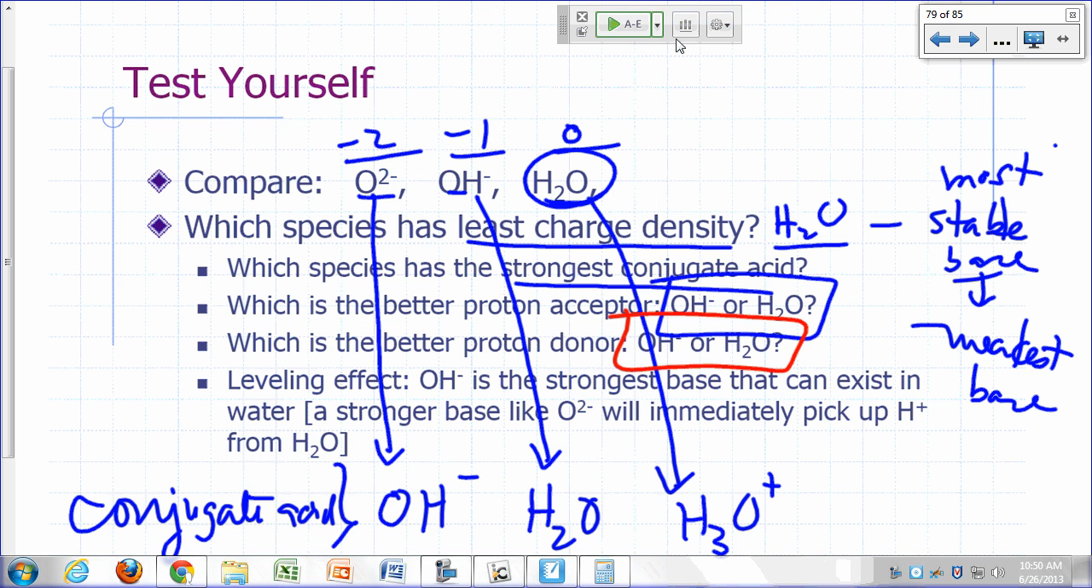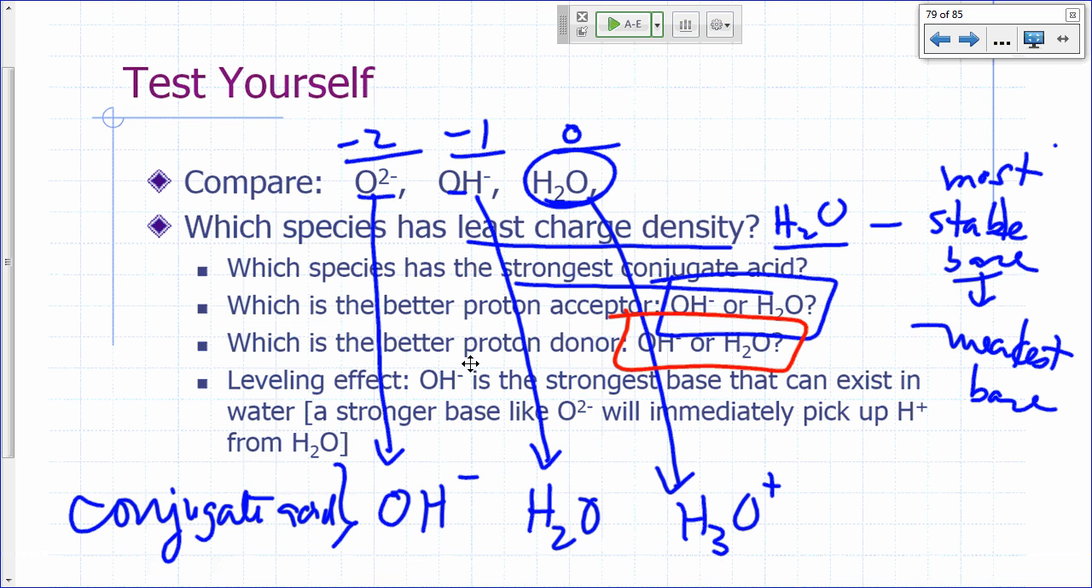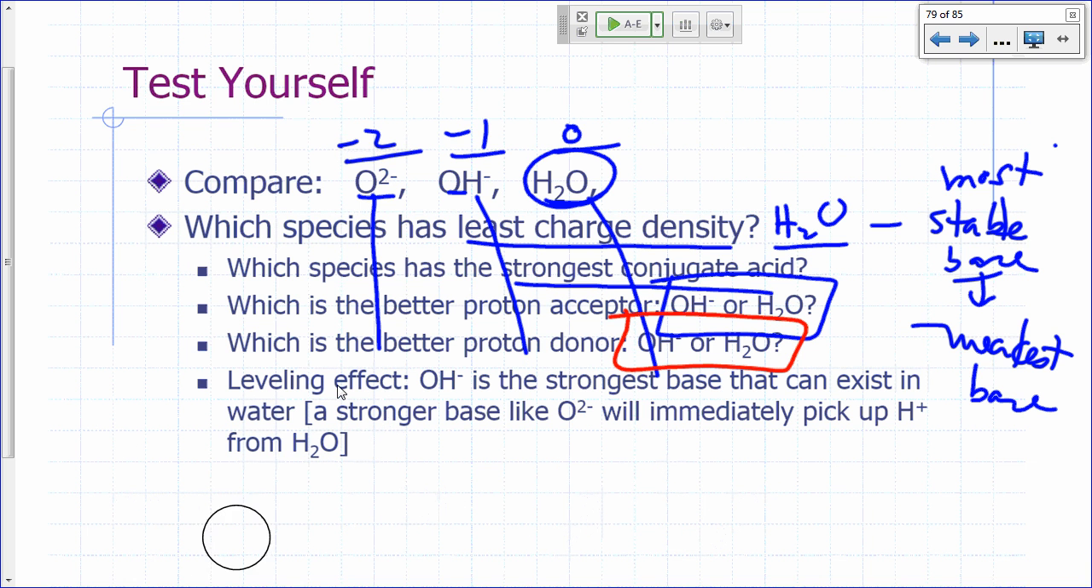Okay, better proton donor would be H2O. Very good. Okay, now comment about leveling effect. Again, hydroxide is the strongest base that can exist in water.